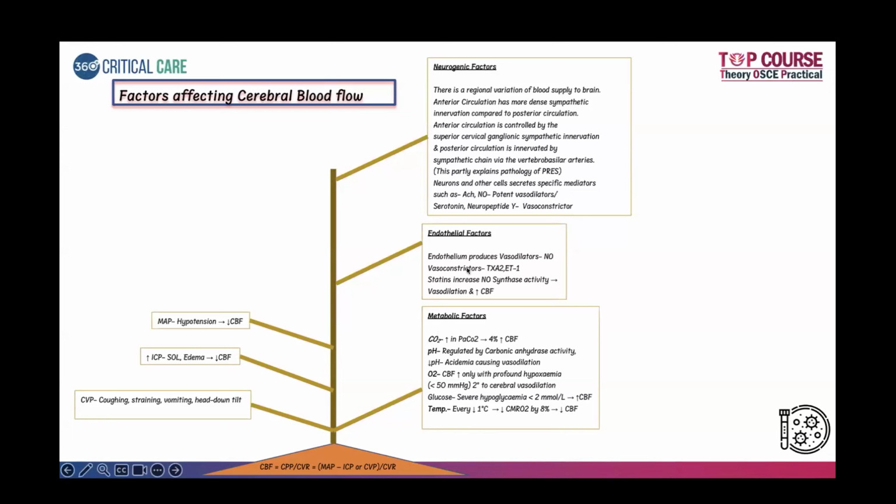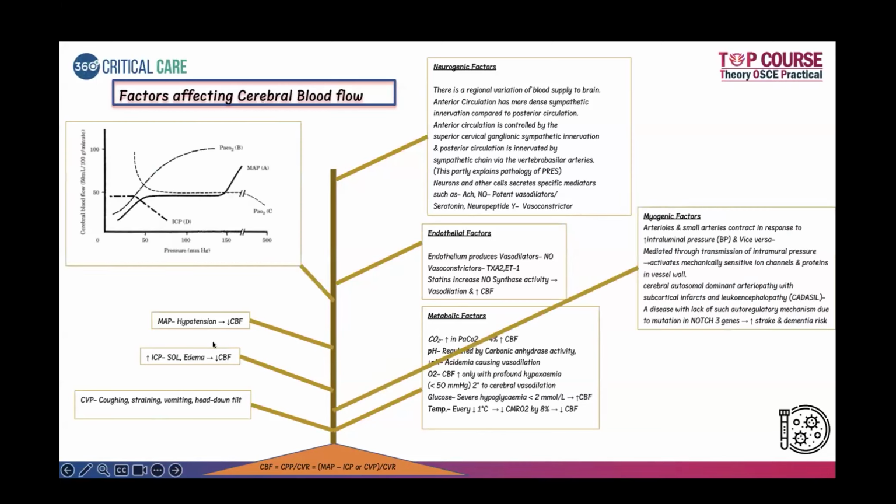So we have talked about neurogenic, endothelial, and metabolic factors, along with a few general factors. Now the last one is the myogenic factor, where the arterioles and small arteries contract in response to increased intraluminal pressure and vice versa. So what happens is a phenomenon called recruitment, and also a phenomenon like a response to the increased pressure.